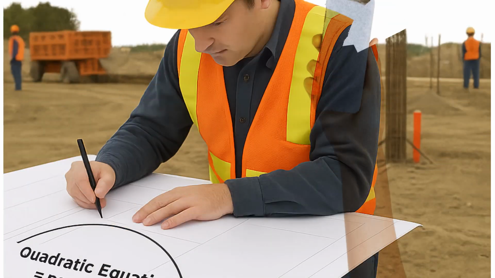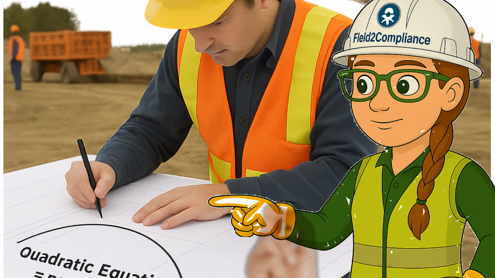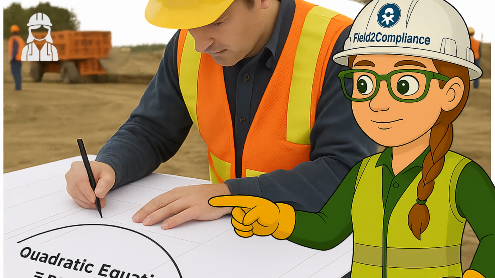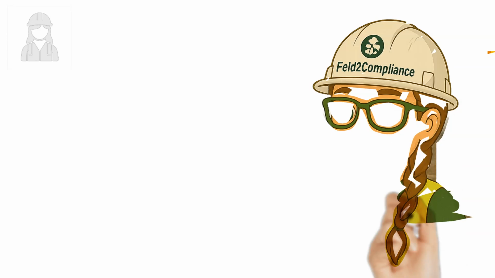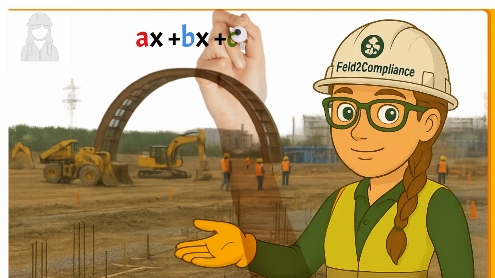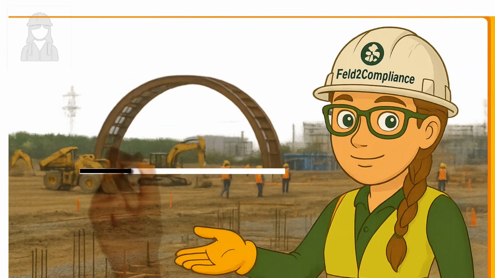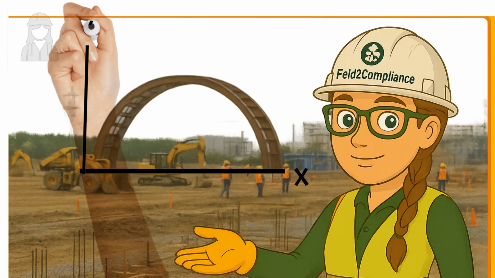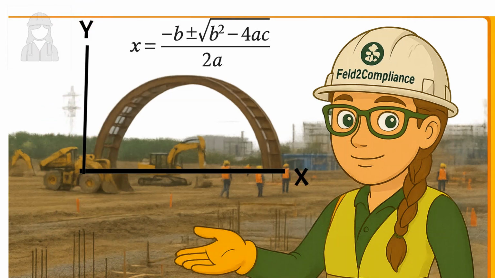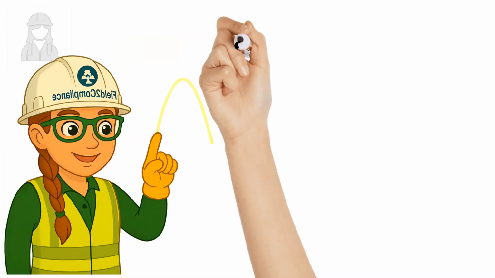Picture this. You're on a construction site. You're planning a concrete arc or ramp. The curve you're designing isn't random, it's a parabola. The math that describes it, that's a quadratic equation. Learning to solve quadratics isn't about memorizing formulas. It's about finding the exact points where that structure meets the ground, so the build is safe and precise.